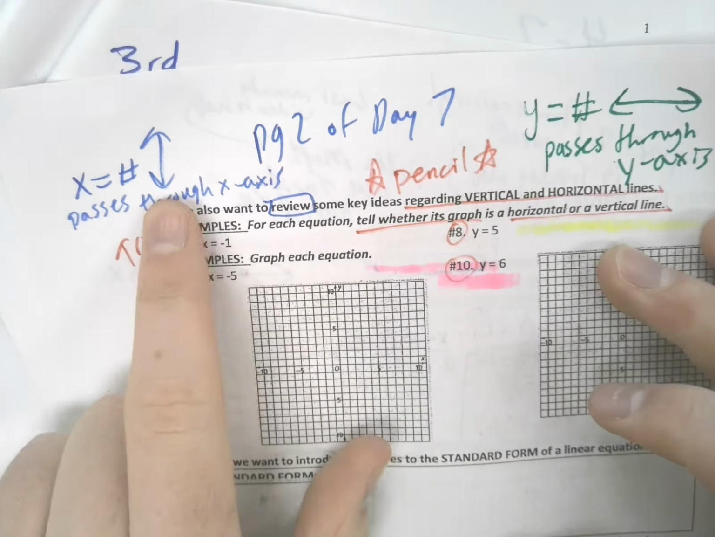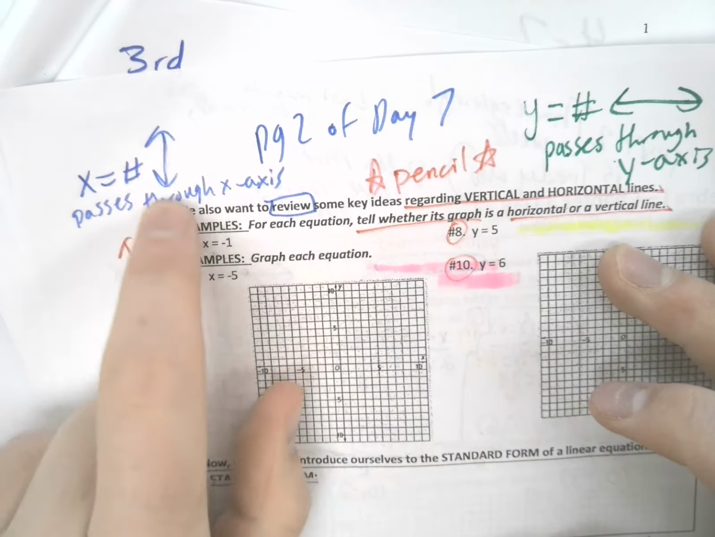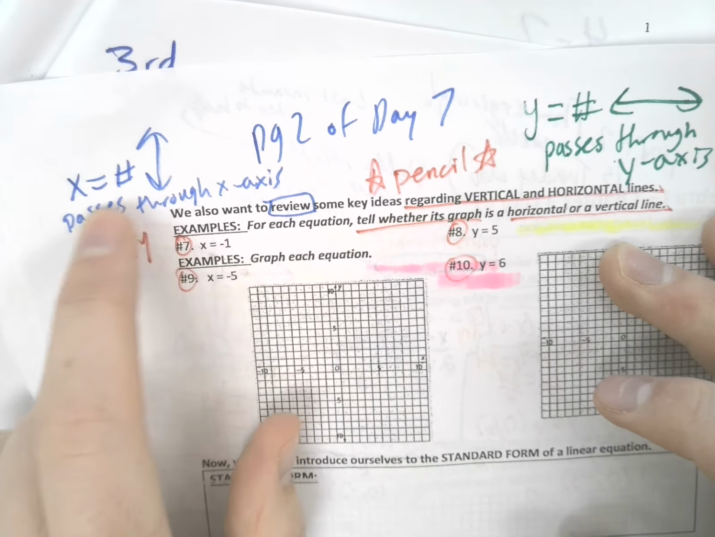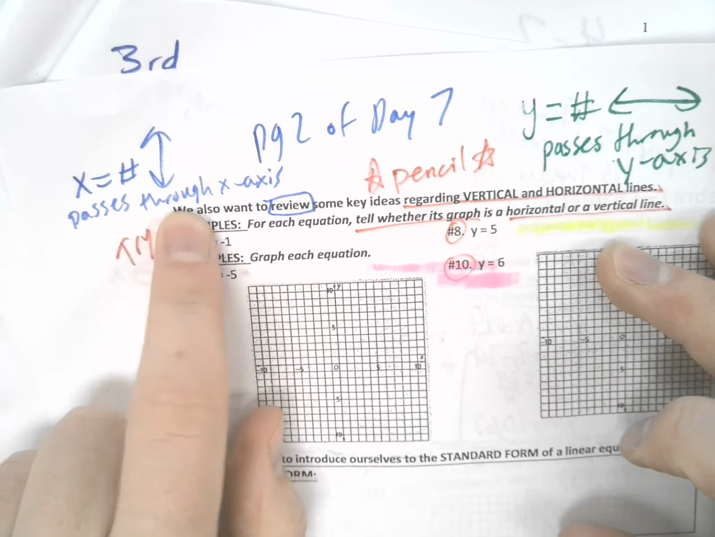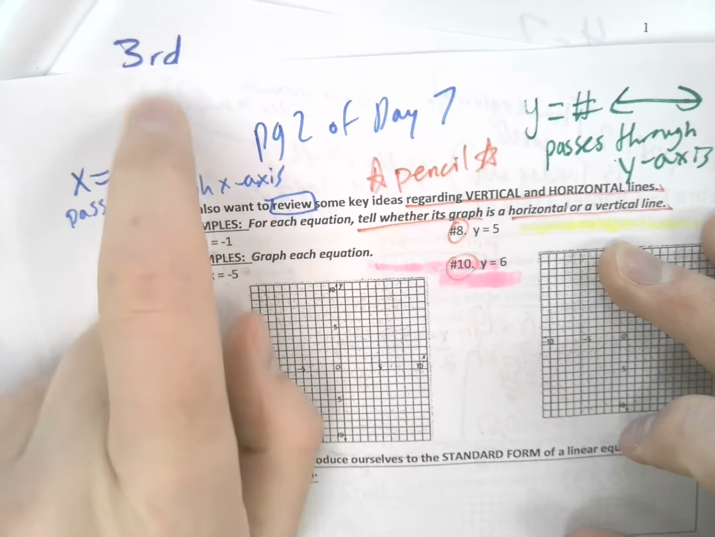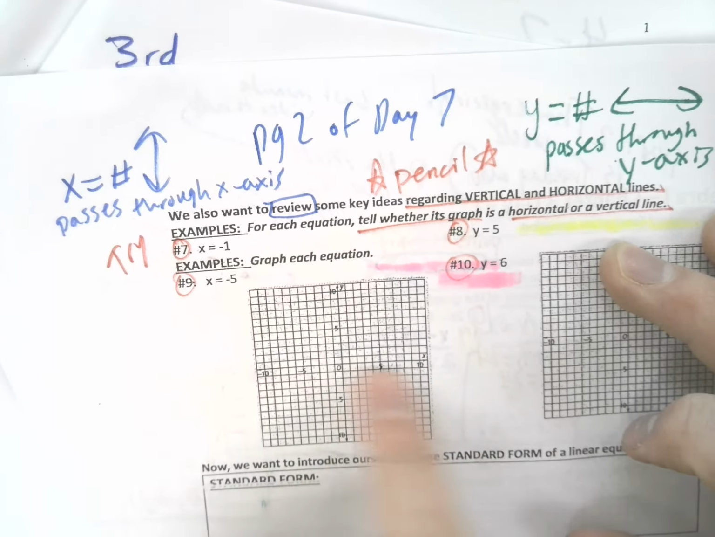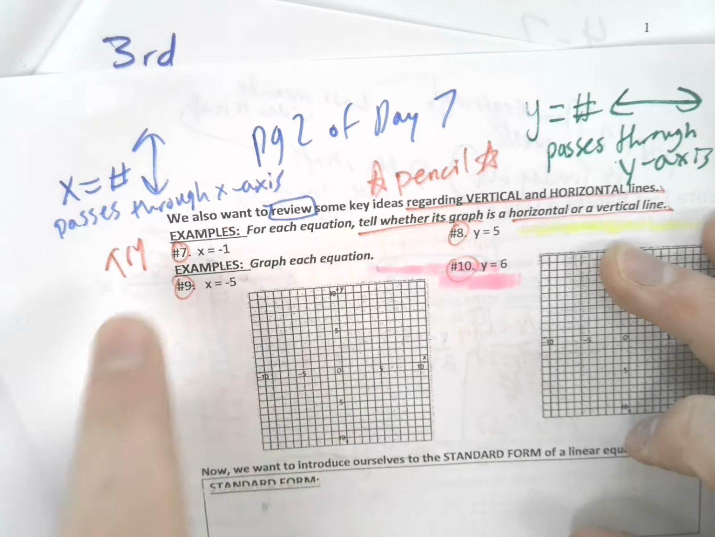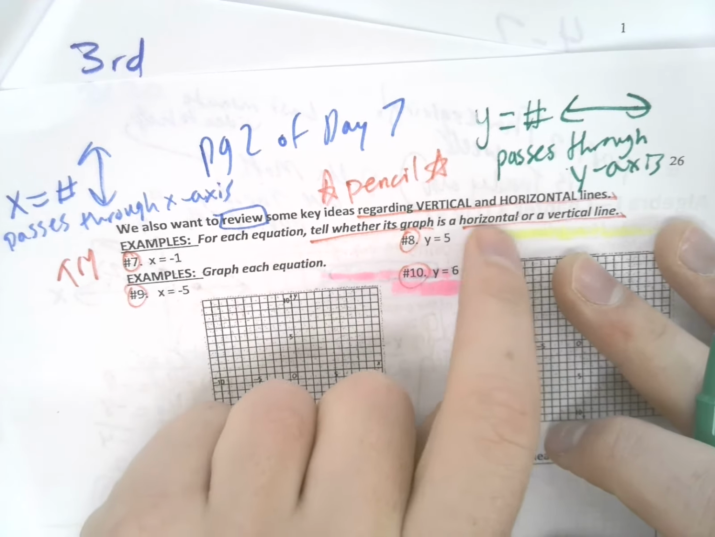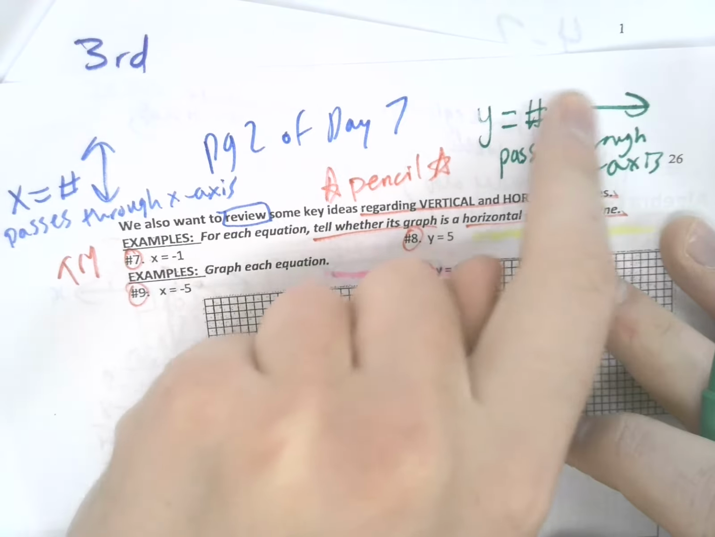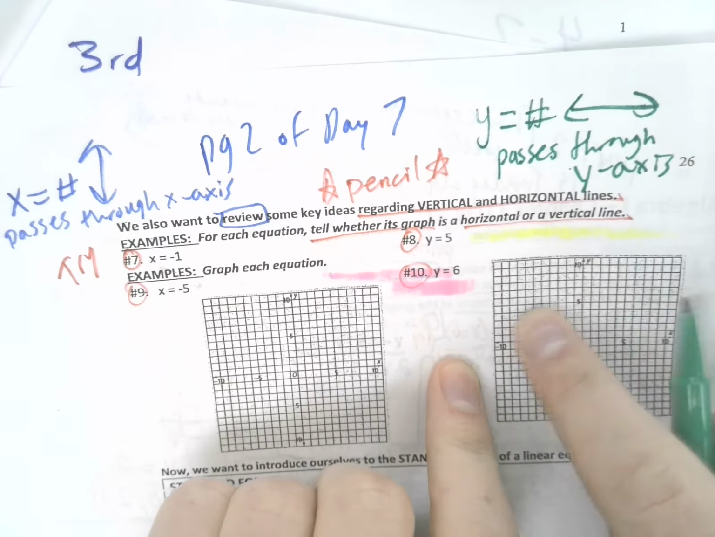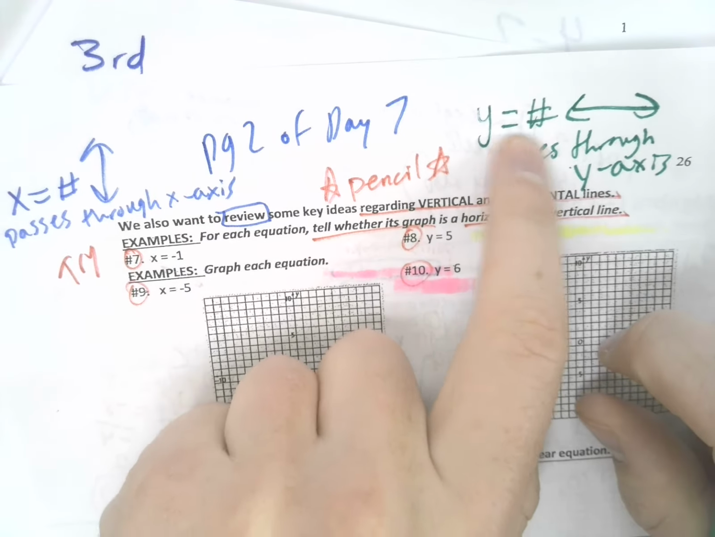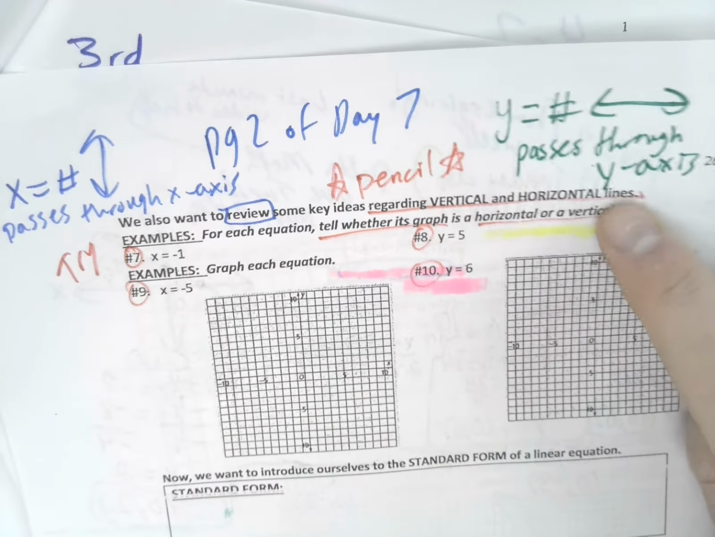All right, so pro tip. Vertical lines go straight up and down. They are always created by x equals a number. And the way to remember this is because it passes through the x-axis if it's a vertical line. It goes right through this axis right here. Now, a horizontal line is flat. It passes through the y-axis. And it's always y equals a number. That's a way to remember it. It passes through the y-axis.